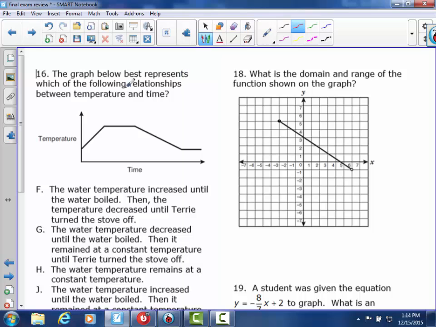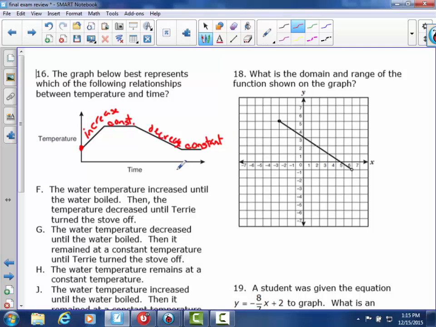16, the graph below best represents which of the following relationships between temperature and time. Okay, now they can give you a lot of variety down here, so one thing you want to look for is, we're not starting at 0, we're starting at a positive number. Okay, we're increasing, we're having a constant here where it's flat, and then we're decreasing, and then we're having a constant here at the end.